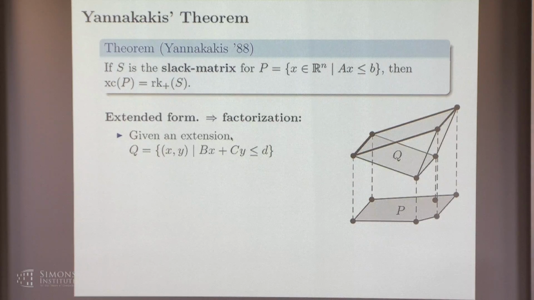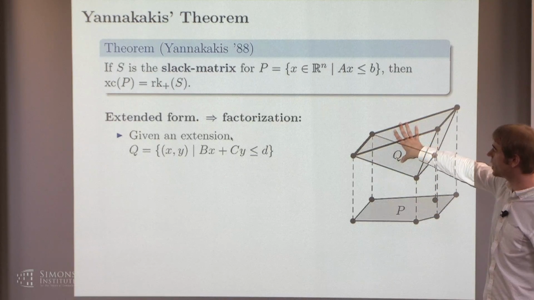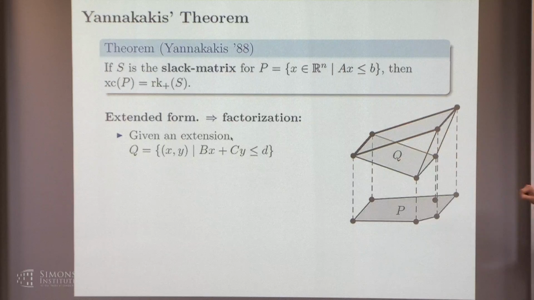Maybe slightly more interesting is why the other direction works. Okay, suppose this is your polytope and you have a nice extended formulation that has only few inequalities, R inequalities. So why does it mean that you can get a factorization of the slack matrix that has only R columns in one matrix and R rows in the other one?